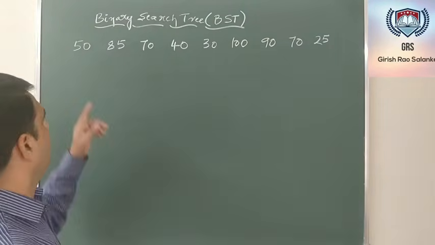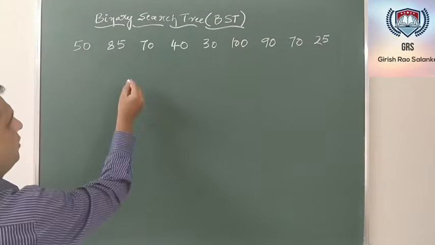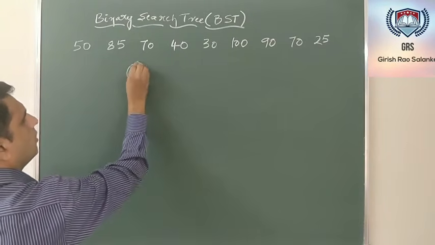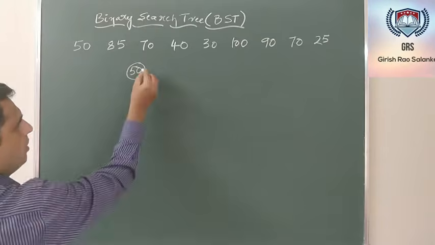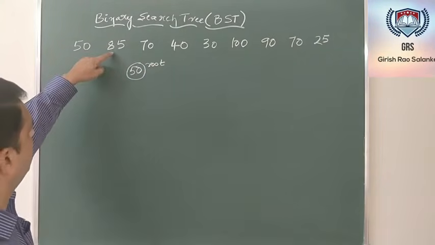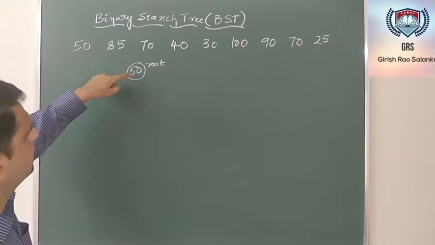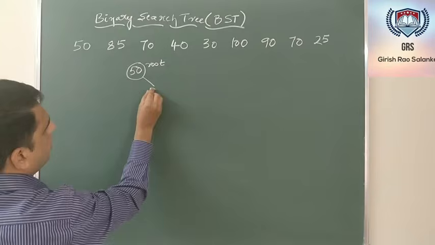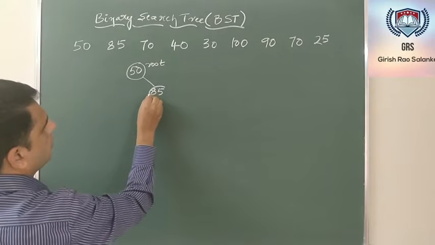So I will take the first node. My first node is 50. So this becomes my root node. Now I will take the next element. Next element is 85. Compare 85 with 50. It is greater than 50. So it has to be the right child.